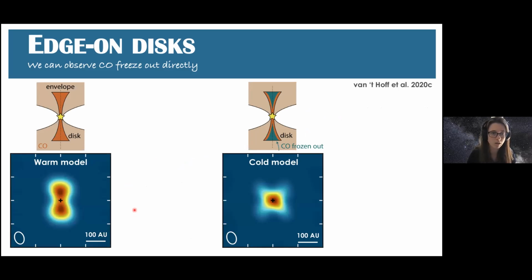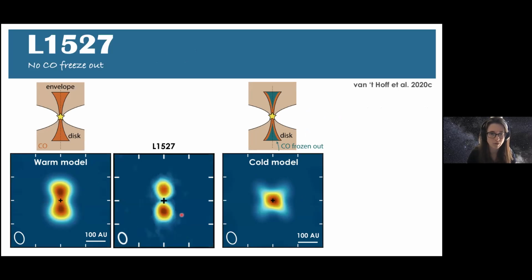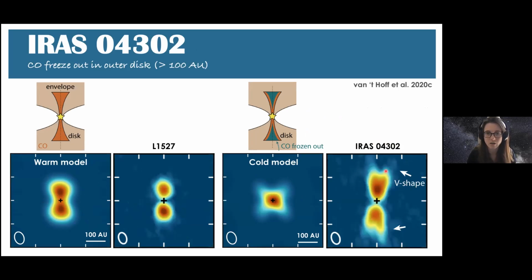So these are the modeling results. For a warm model, we see CO in the entire disk. For a cold model, we see it's more compact and we start to see this V shape. So comparing to the observations, L1527 resembles the warm model very nicely. But this larger disk, IRS-04302, we start to see this V shape, suggesting that CO is freezing out in this outermost region of the disk.